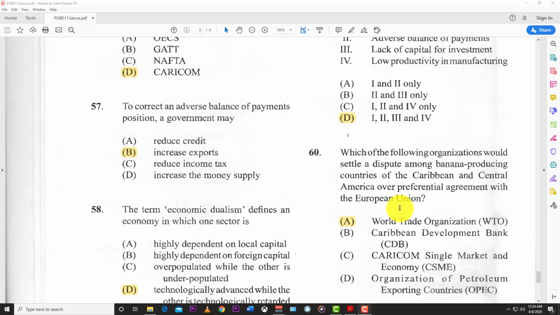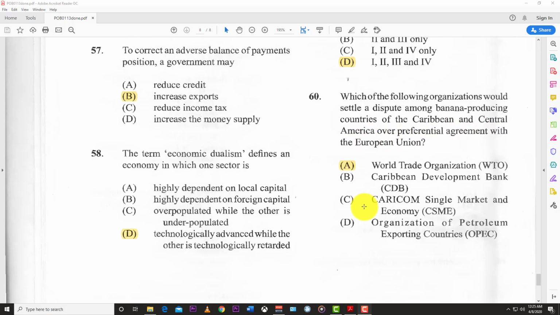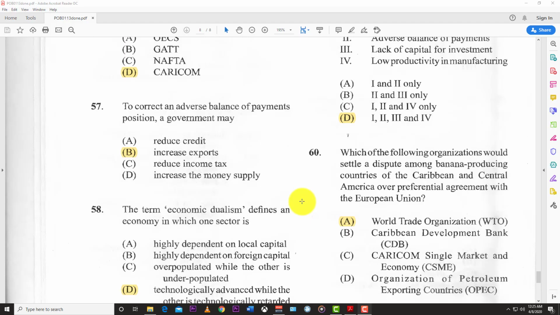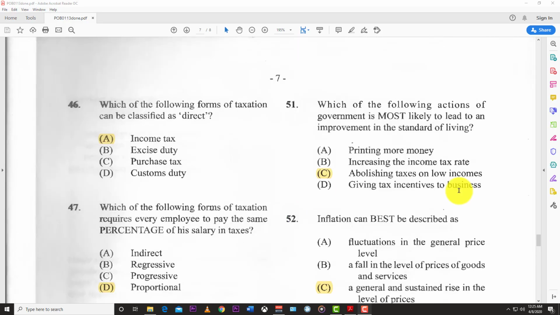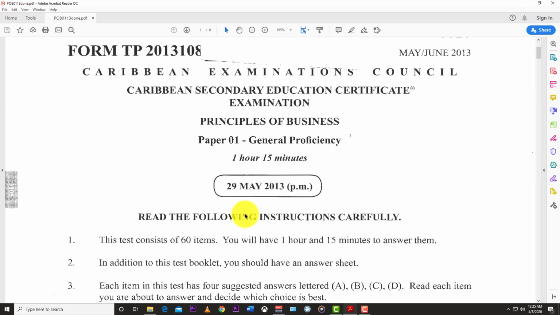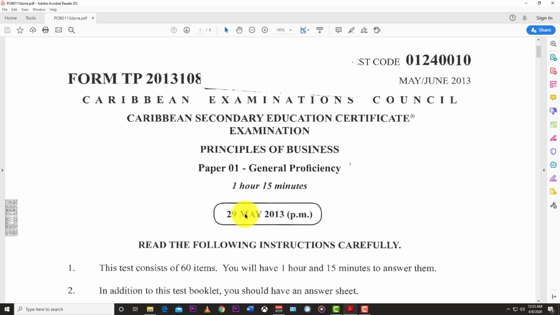And the last one, which of the following organizations would settle a dispute among banana producing countries of the Caribbean and Central America over preferential agreement with the European Union? And of course, we all know once it's trade, it's going to be the WTO. So that's A. Alright, so that's a quick run through of the June 2013 POB paper 1. Like I said, some of this stuff would not come on current POB, like balance of trade and that kind of stuff, but majority of this stuff is still relevant.